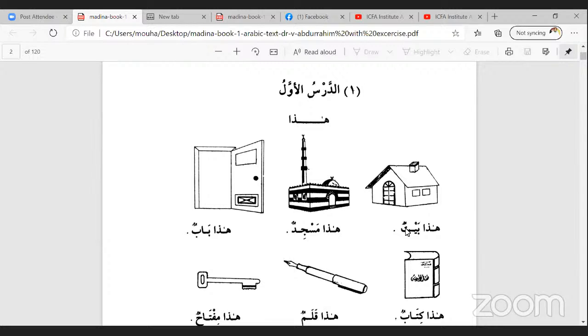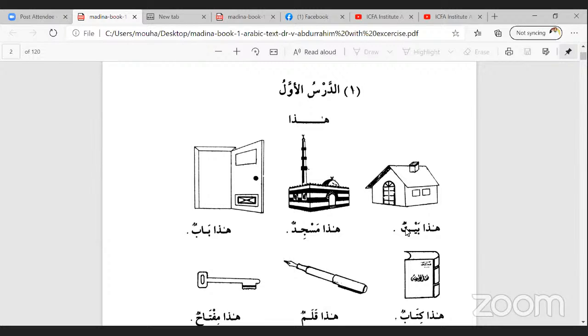The N sound at the end of the Arabic noun baytun is the Arabic indefinite article corresponding to the English a, like a house, or an, like an article.